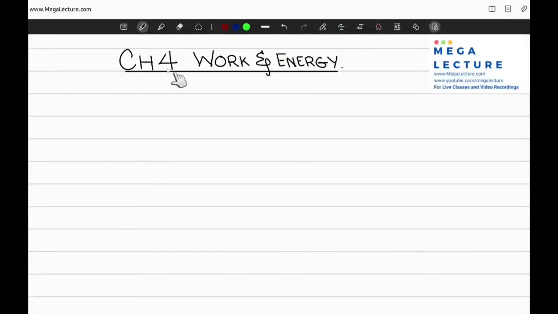So today let's start chapter number 4 for NET Physics, which is of work and energy. So let's start first with the definition for work.